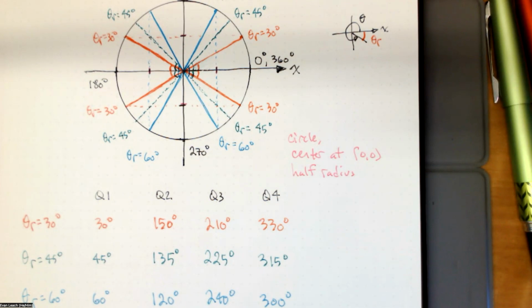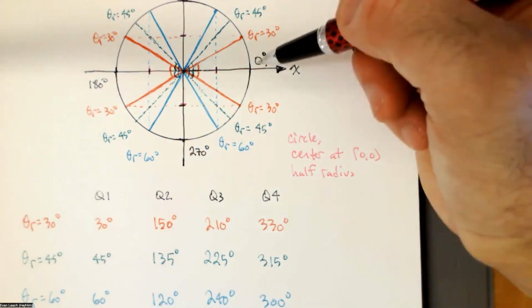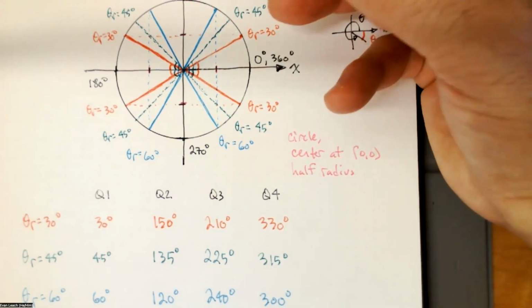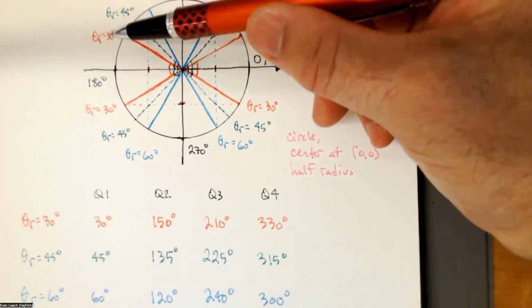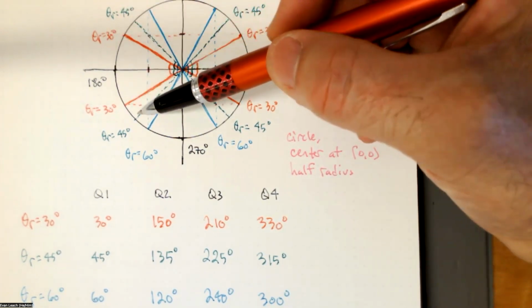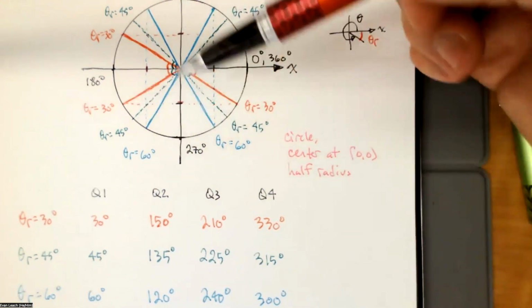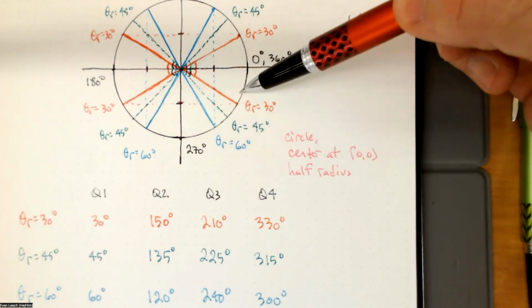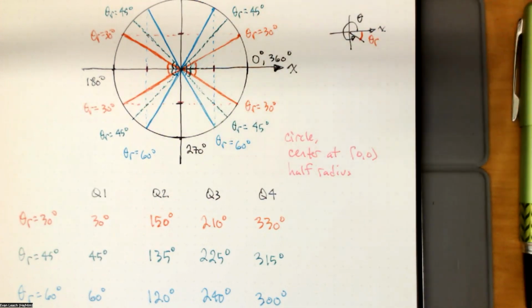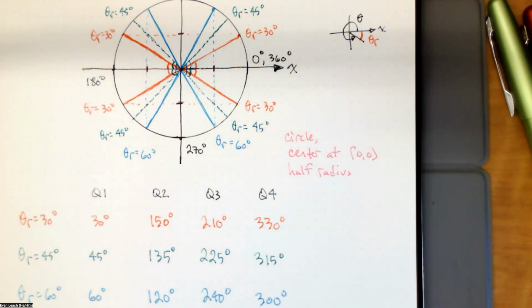So going around the circle, we have 0. The ones we want to know are 0, 30, 45, 60, 90, 120, 135, 150, 180, 210, 225, 240, 270, 300, 315, 330, and 360. What you want to do is recognize all these values. And you don't want to recognize them in this format because it's not going around the circle.